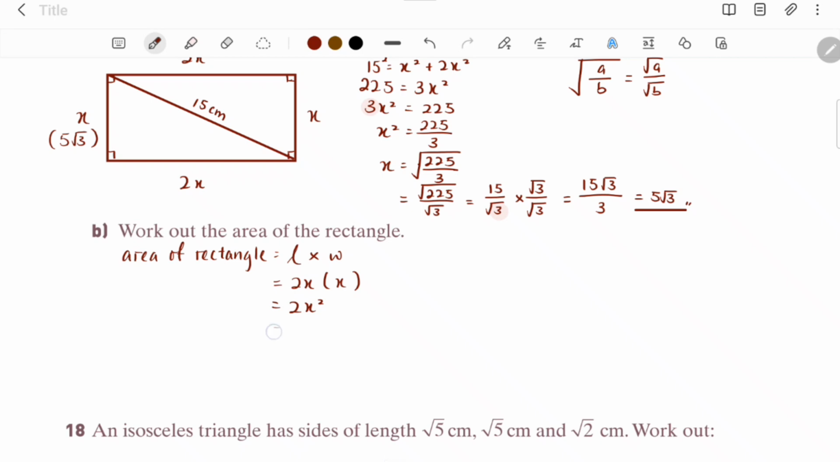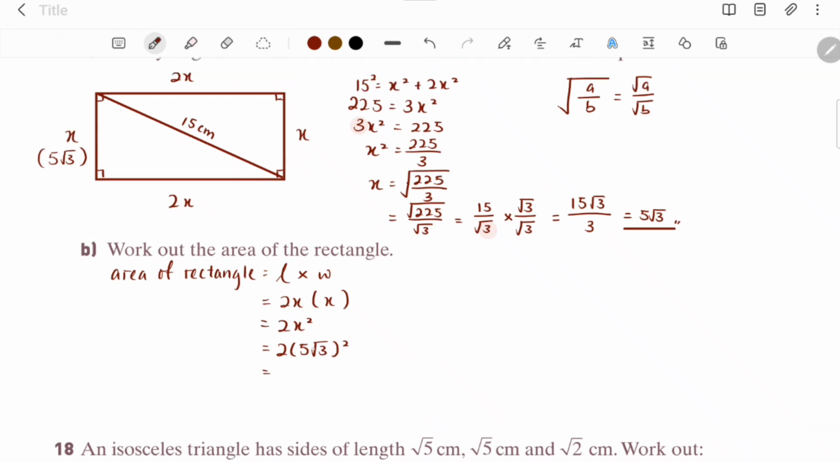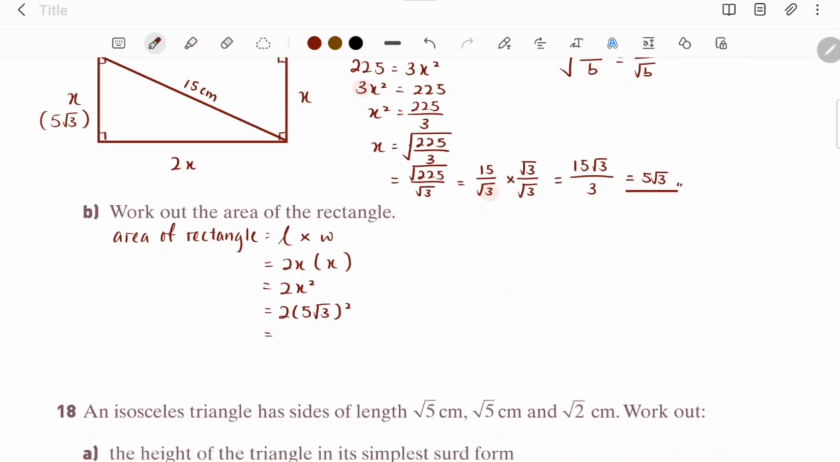Substitute in the x. So 2 times (5 surd 3) squared. In this case we cannot multiply the 2 with the 5 surd 3 first. We have to open up the bracket, the square, first. So 2, 5 squared is 25, and then surd 3 times surd 3 means surd 3 squared, equals 3. So 2 times 75, you get 150 cm squared as your final answer.